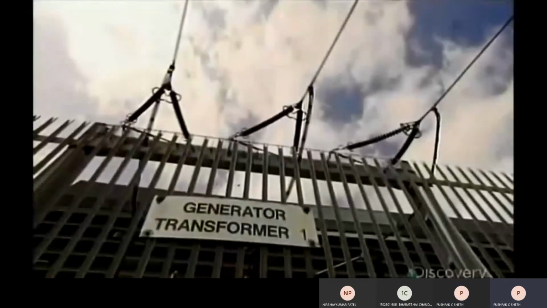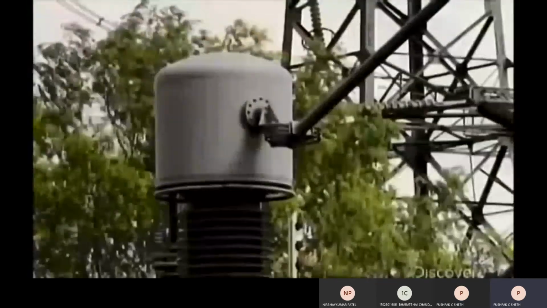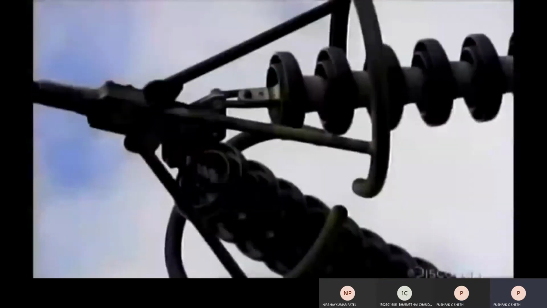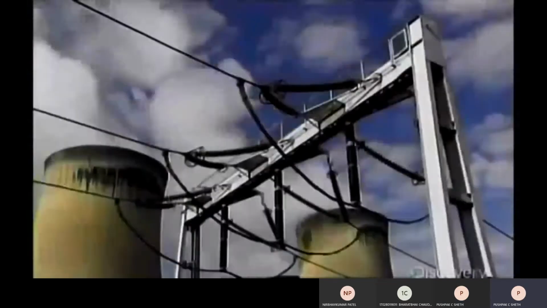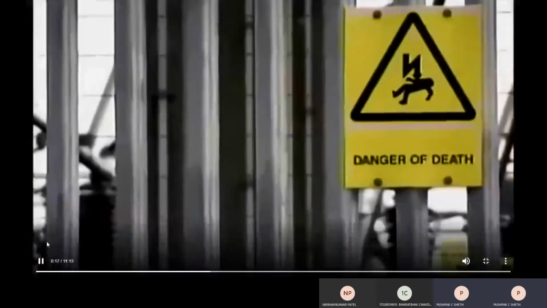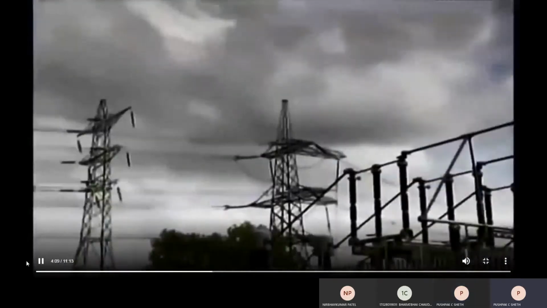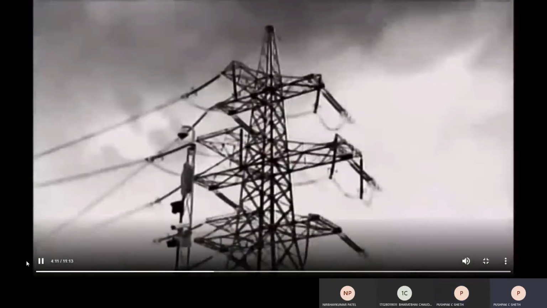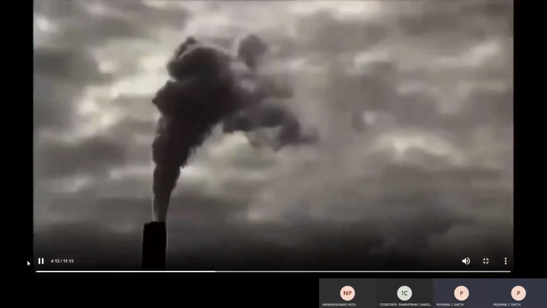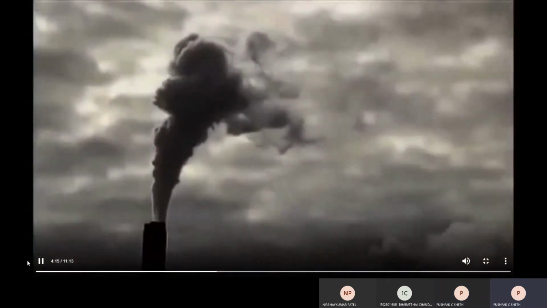The transformers at Drax take the 23,000 volts from the turbines and step it up to 400,000. Which is great for the national grid. But what about this stuff? Burning coal is dirty business. It belches out harmful gases that cause smoke and acid rain.